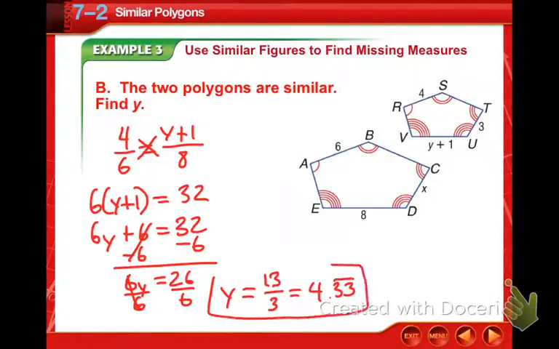Either way, I'll take that. It depends on if it's multiple choice, it'll give you whether you want it in decimal or fraction.